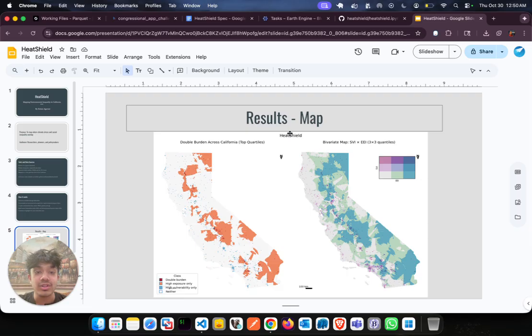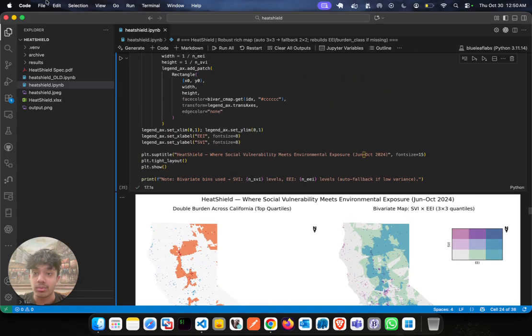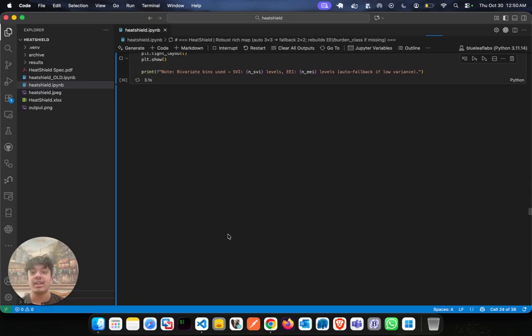So let's actually go into this program and see what it does. I'm going to run the very last cell in my notebook right here. And it's going to take about 17 seconds to crunch. What it's going to do is generate two different maps.